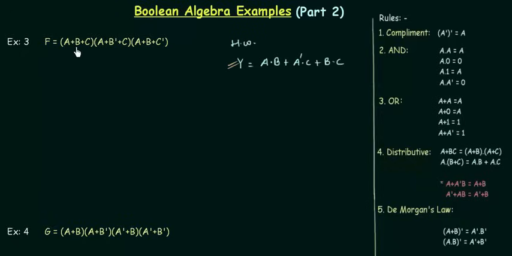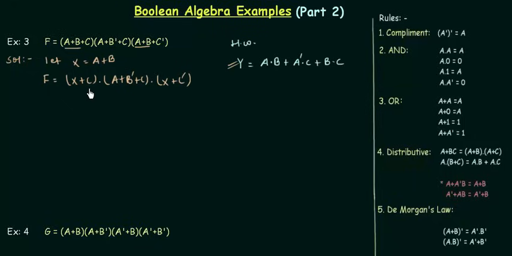Now we will see the example number 3, in which the function is f and it is given as a or b or c, and a or b complement or c, and a or b or c complement. So let's try to solve it. You can see a or b is common, and let's say x is equal to a or b, so I can write this function f as x or c, and a or b complement or c, and a or b is again written as x or c complement.